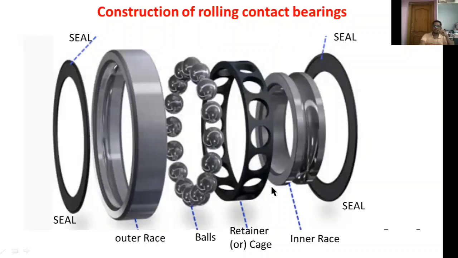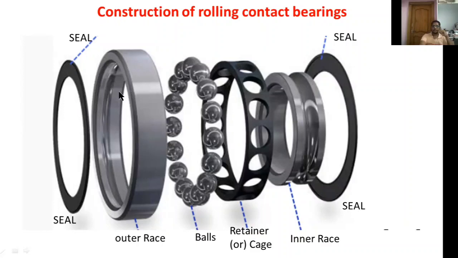Now I am going to explain the construction of rolling contact bearings. These are the main elements of rolling contact bearings. This one is a seal. The seal may be a rubber or plastic material to retain the lubricant. It acts as a sealant. This one is also a seal. On both sides we are using two seals.